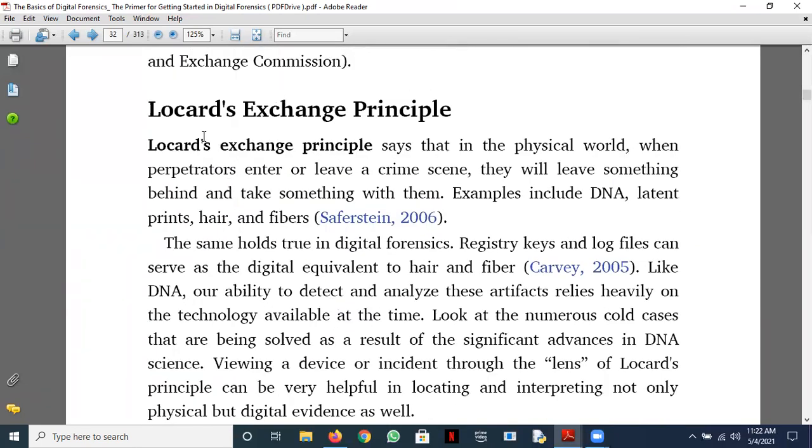Okay, so there is Locard's exchange principle, which says that in the physical world, when perpetrators do some crime, whenever they enter or leave a crime scene, they will leave something behind and they'll take something with them. Examples include DNA, latent prints, hairs, and fibers. This is Locard's exchange principle. We are talking of physical things like latent prints, hair, fibers.